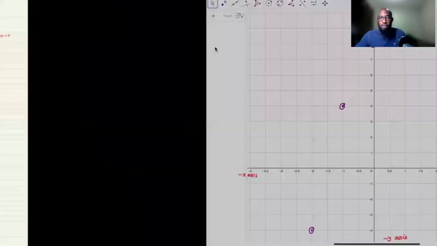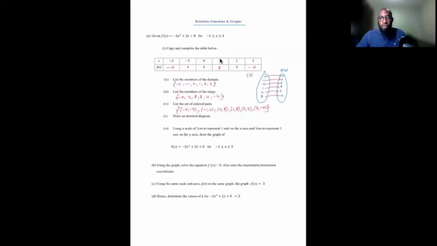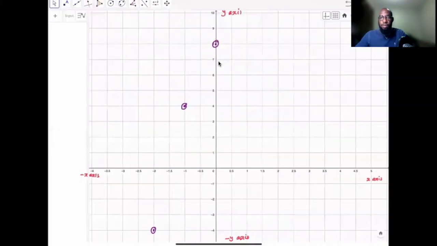Continuing. We're looking for 1, 8 this time. So x is 1, y is 8. So we're looking for 1, right? And 8. So we're going up to here. So 1, 8 is right here.